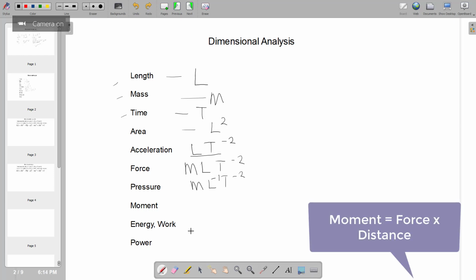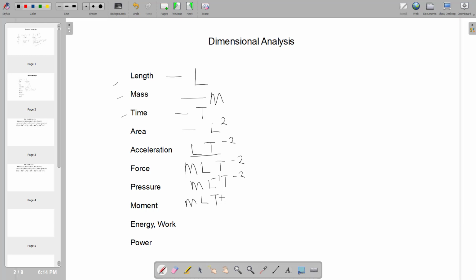And then for moment, we know moment to be some force times some distance. We already have force to be MLT negative 2, and then we multiply this by some perpendicular distance, so it's still an L. L multiplying L, so we have ML squared.